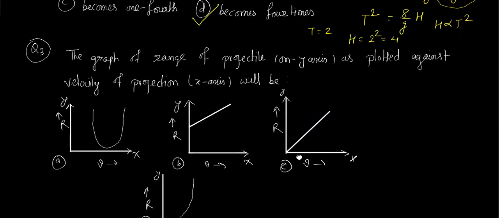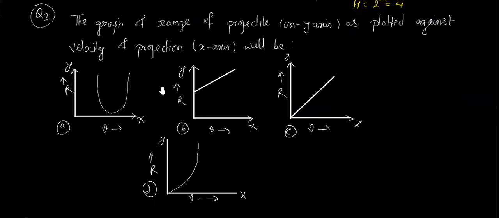Now let us discuss question number 3. In this question it is given that the graph of range of a projectile on the y-axis plotted against velocity of projection along the x-axis will be. That means we have to select the correct graphical representation which shows the variation of range with velocity.